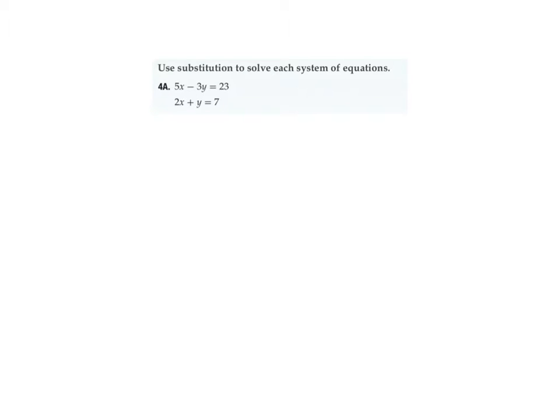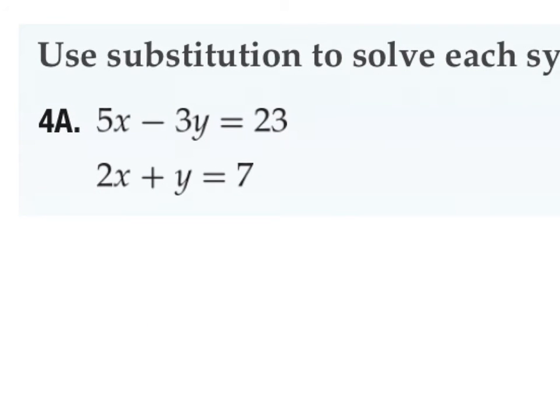Anytime we see an x or y all by itself, that's the one we're going to solve for. So we're going to solve for this y since it's all by itself. We want our equation to be y equals here. So how would we move this 2x to the other side? Subtract 2x on both sides. So now our equation is y is equal to 7 minus 2x.